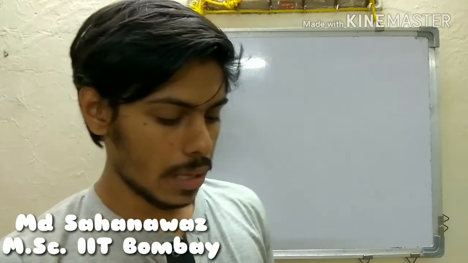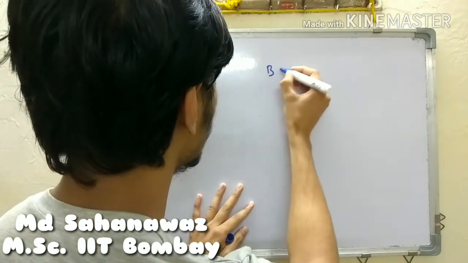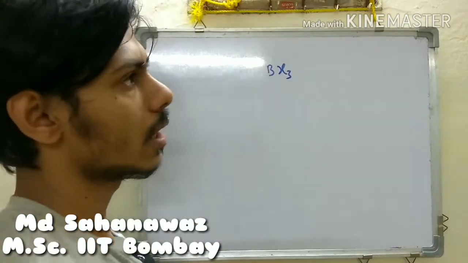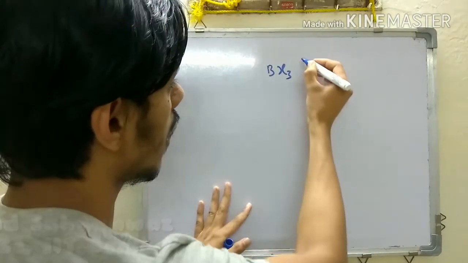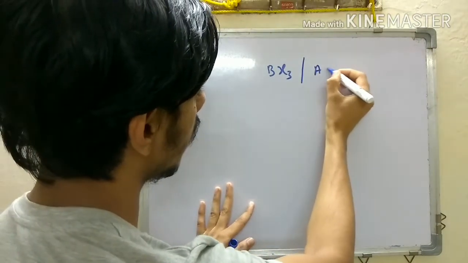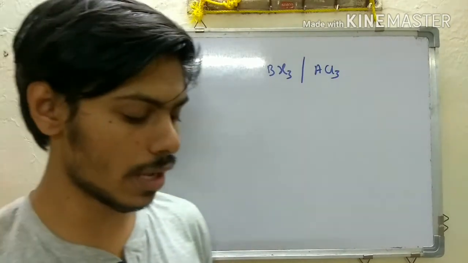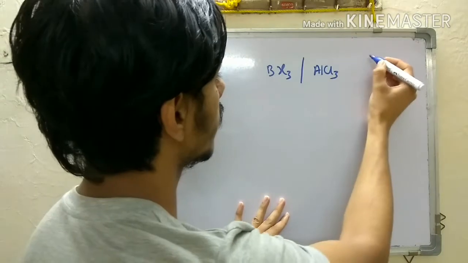So the two very commonly used Lewis acids are boronic Lewis acids like BX3, where X may be any halogen like fluorine, chlorine, etc. So BF3, BCl3, etc., and aluminium chloride, AlCl3, right? These Lewis acids are generally used. Now both of them are from group 13, right?